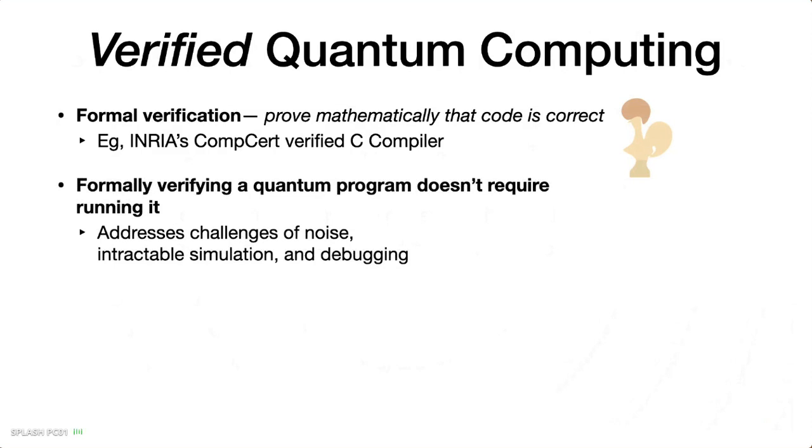Why quantum computing? Well, if I formally verify my quantum program does what it's supposed to, that addresses the challenges of noise, of intractable simulation and debugging because I've proved that it does the right thing. I don't need to do any of those other things to figure out whether it does the right thing. Obviously, it's not going to help me in the case that I don't know what the right answer is because I can't specify it and then prove it correct.